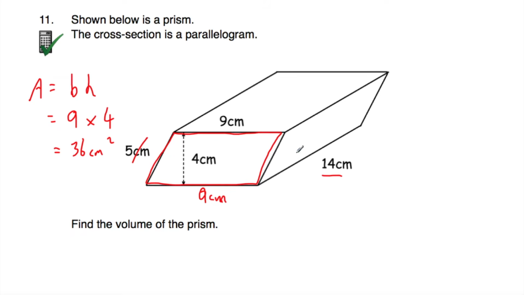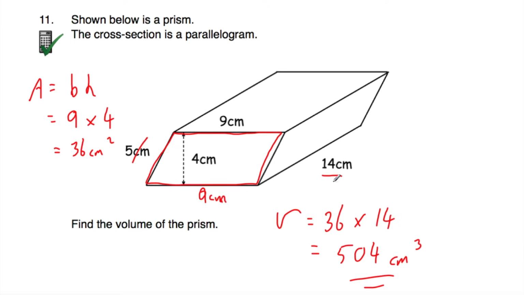We want to find the volume of this prism, so we're going to do the volume, which is the cross-sectional area, which is 36, multiplied by the length of the prism, which is 14. And if we do 36 times 14, that'll give us the volume of this prism. And 36 times 14 is equal to 504. And then the units would be centimeters cubed. And that's it. So that's the volume of that prism, 504 centimeters cubed. Okay, let's look at our next question, question number 12.